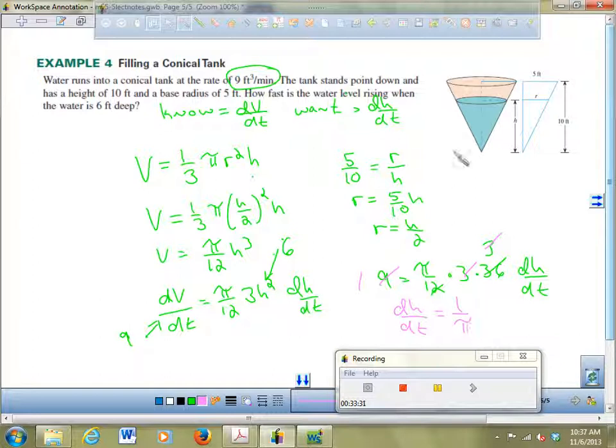And that's how fast the water level is rising, which is approximately equal to, can someone take their calculator and divide 1 by pi? So it's changing by 0.318, go 3 decimal places, feet per minute. Okay, so make sure you look at the units. So the water level is rising at a rate of 0.318 feet per minute.